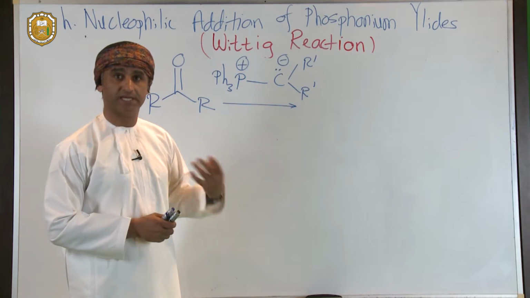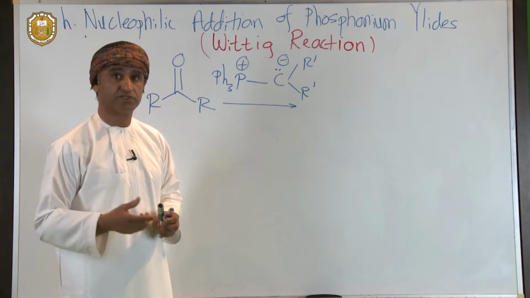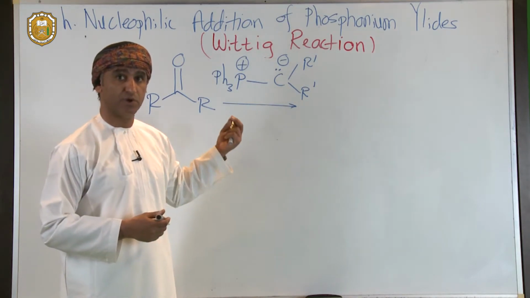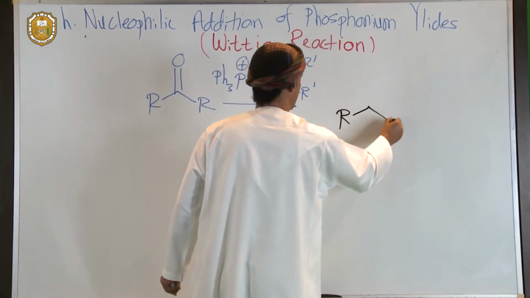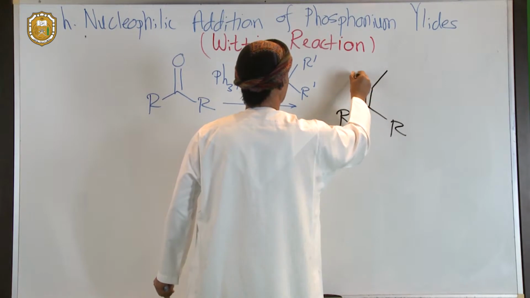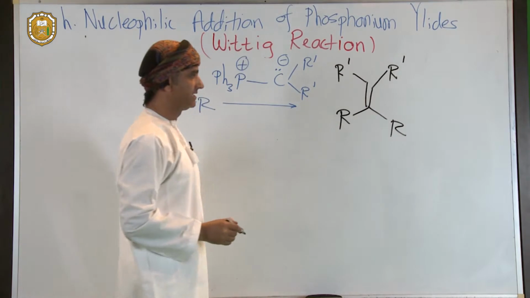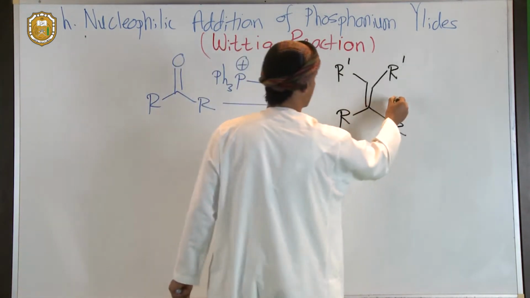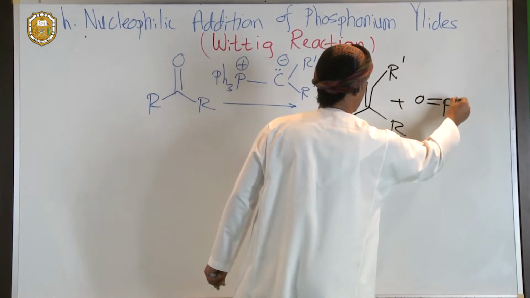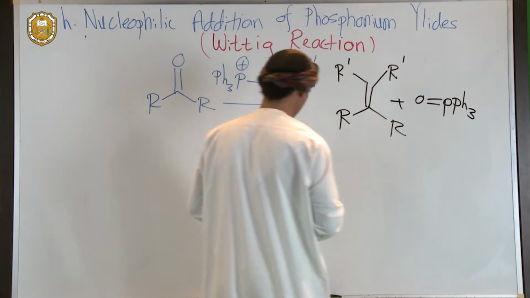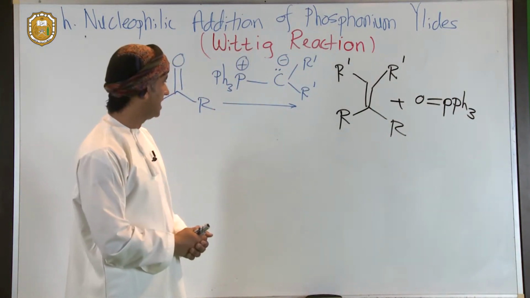When a phosphonium ylide reacts with an aldehyde or a ketone, an alkene is actually produced in what's well known as the Wittig reaction. So this is the product. Therefore, that's the alkene product plus a byproduct, which we will talk about when we discuss the mechanism, triphenylphosphine oxide.